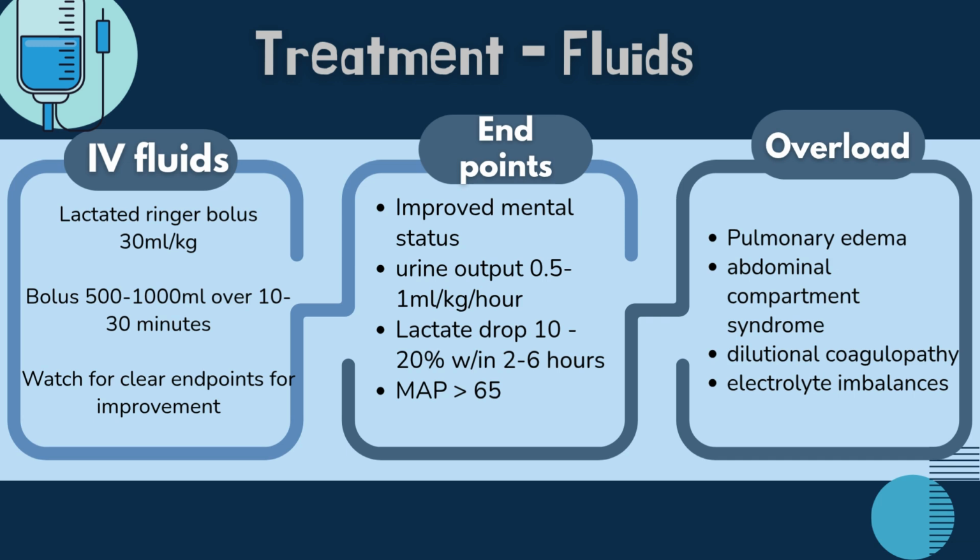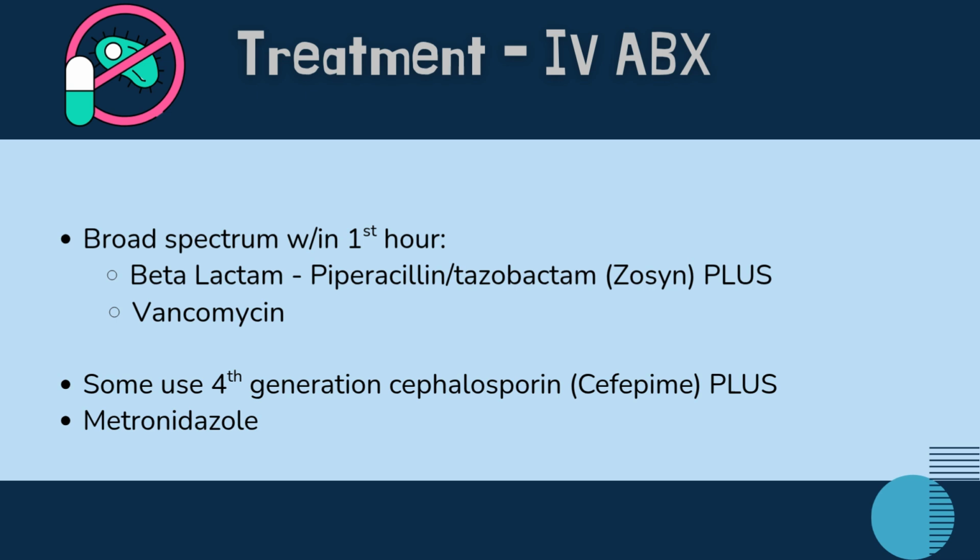We can cause pulmonary edema, electrolyte imbalances, dilutional coagulopathy by diluting the clotting markers. Concurrently, we start broad-spectrum IV antibiotics within the first hour. Most hospitals use a beta-lactam like piperacillin tazobactam or Zosyn plus vancomycin while the cultures are pending. Zosyn covers gram-negatives, Pseudomonas, and anaerobes, and vancomycin, of course, covers MRSA if it's suspected. Some settings substitute fourth-generation cephalosporins such as cefepime plus metronidazole if anaerobes are also a concern.